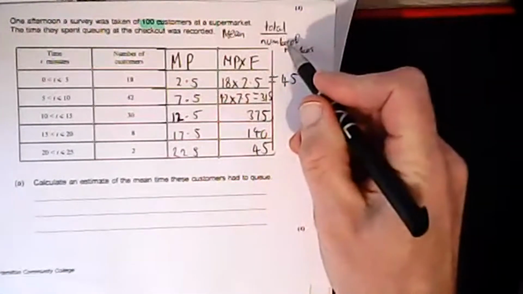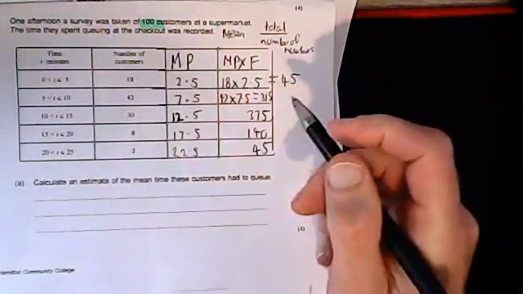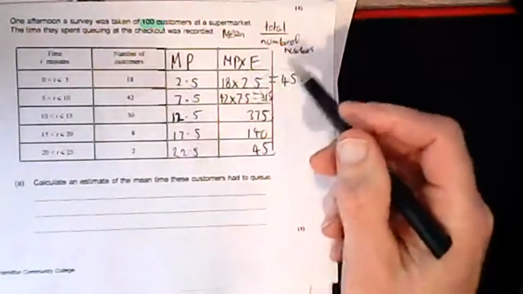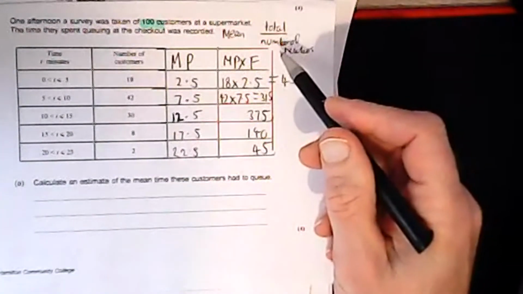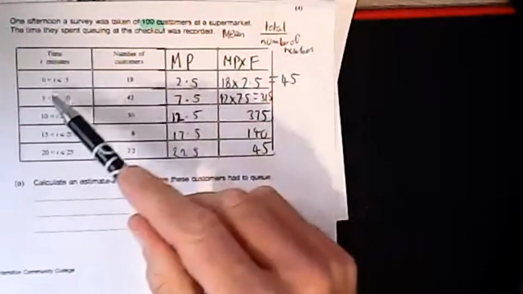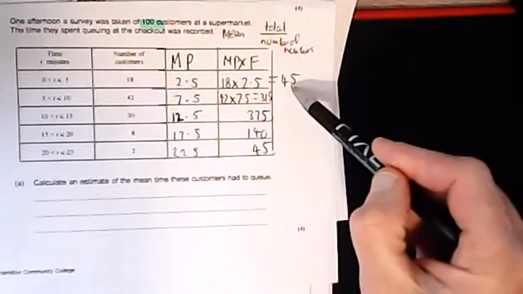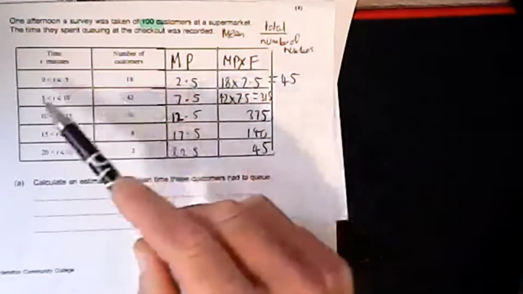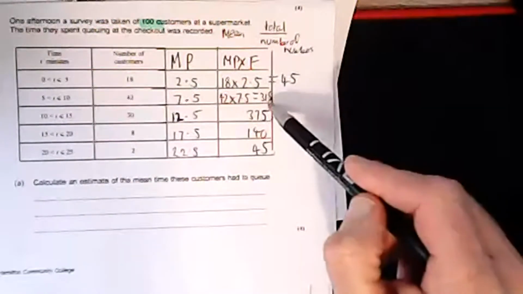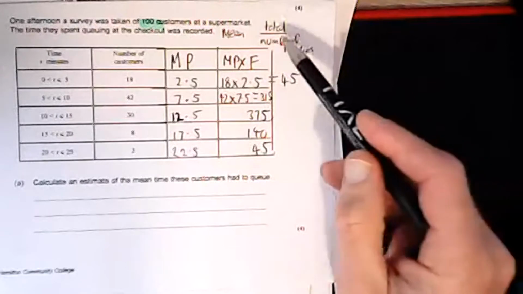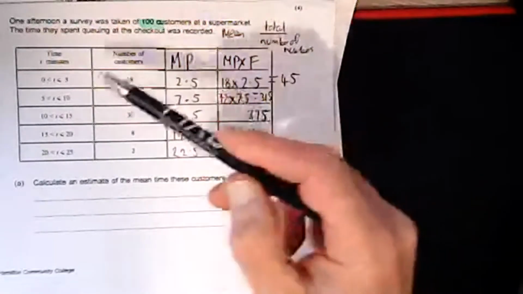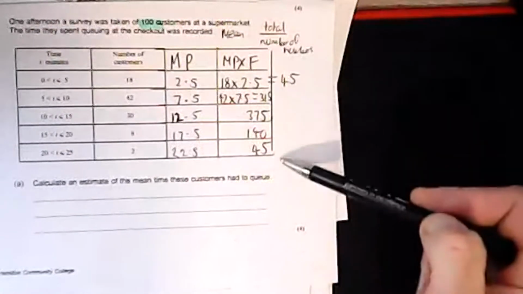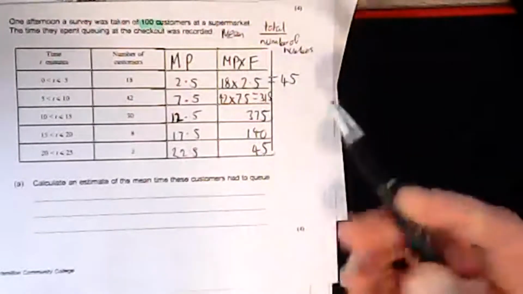The total divided by number of numbers. Now, the total of all is going to be all of these numbers here. 18 people have got 2.5, so the total is 45. 42 people have got 7.5, so the total is 315. So to get the overall total for every category, we need to add these up. So that's our next job.